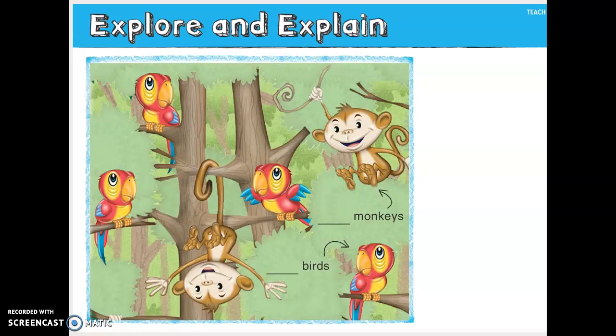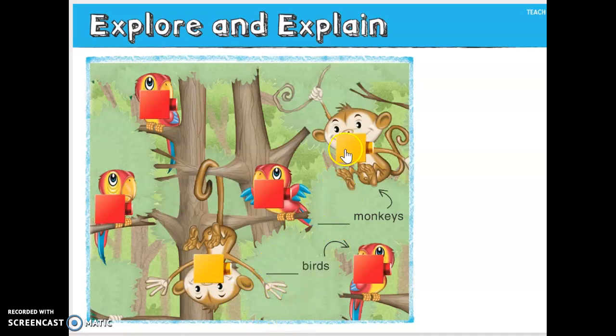So we're going to do 2 different colors for cubes. So I'm going to go ahead and get out my eTools, and pushing on that button, it gives me 2 colors. So I'm going to put the red ones on the birds. 1, 2, 3, 4, and then I'm going to put yellow ones on the monkeys. 1. Whoops, it's hard to drag that. There we go. 2.